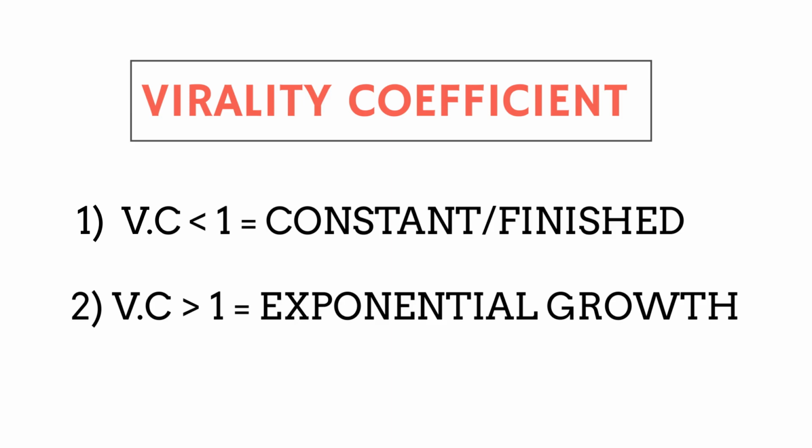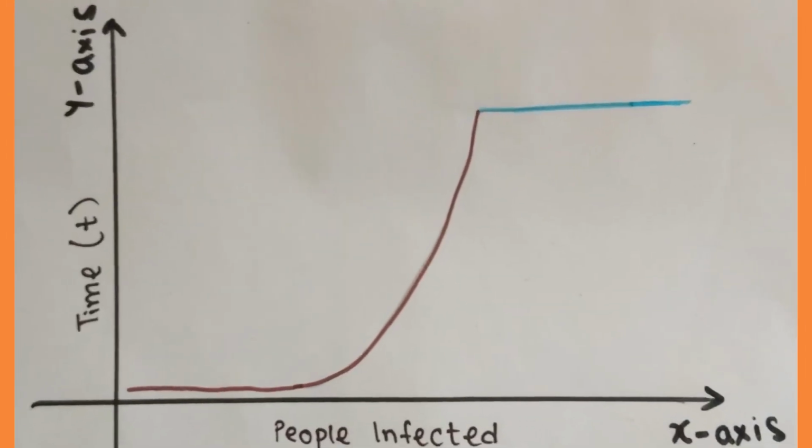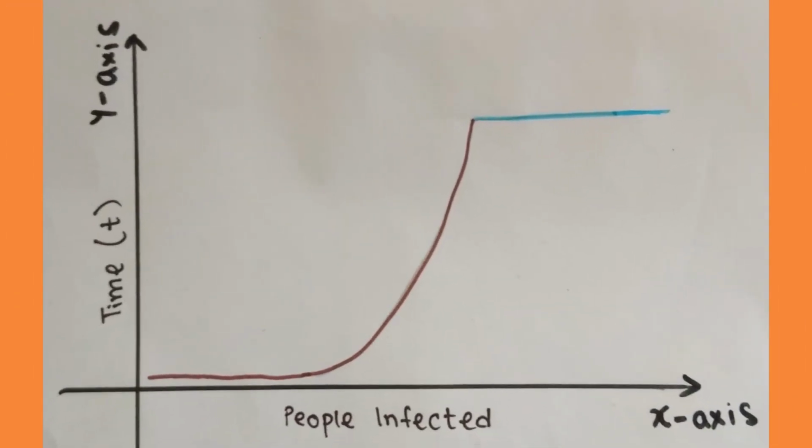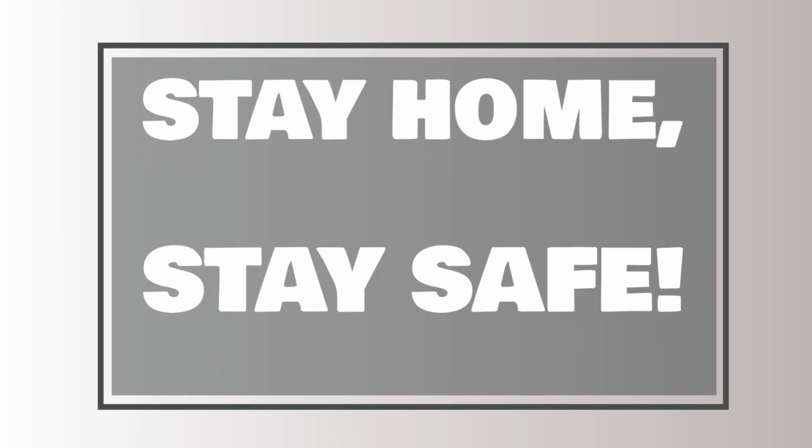If VC is greater than 1, it means that the graph will have an exponential growth, since one person infects 1.1. In an epidemic, if we want to flatten the curve, we must take precautions and maintain social distancing. And stay home, stay safe.